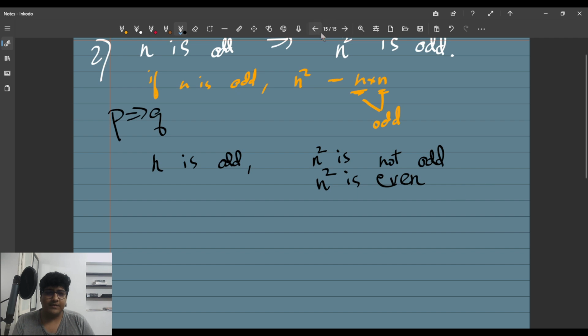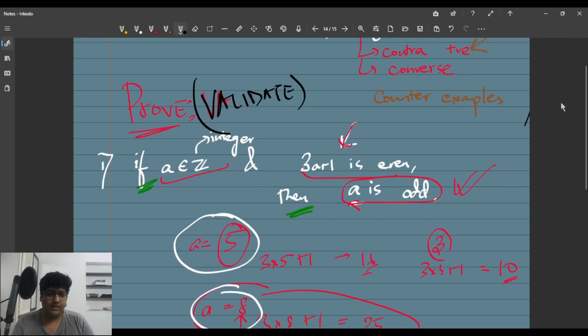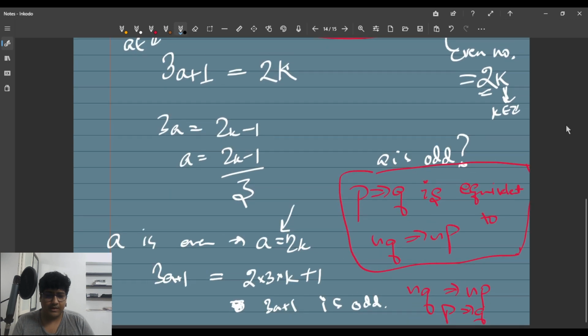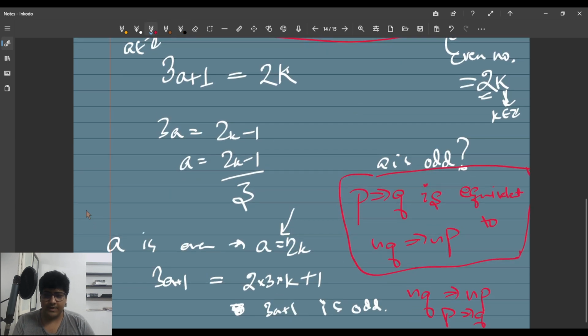So isn't this very similar to the previous thing we have done? We have assumed P somewhere. Assume a is an integer and 3a plus 1 is even. Then we have produced this fact, 3a plus 1 is odd, contradictory to the fact that 3a plus 1 was even, and hence we concluded that P implies Q.